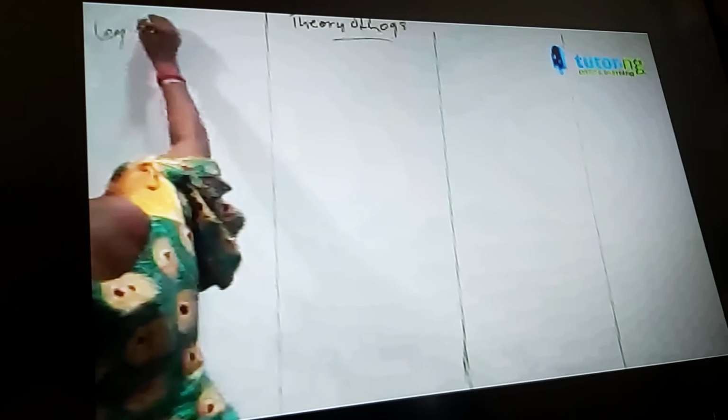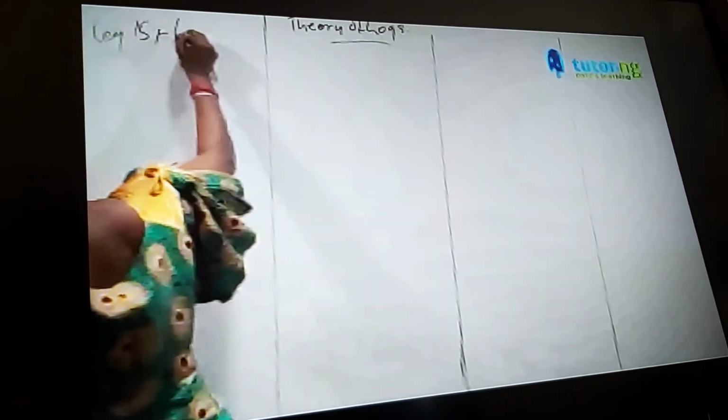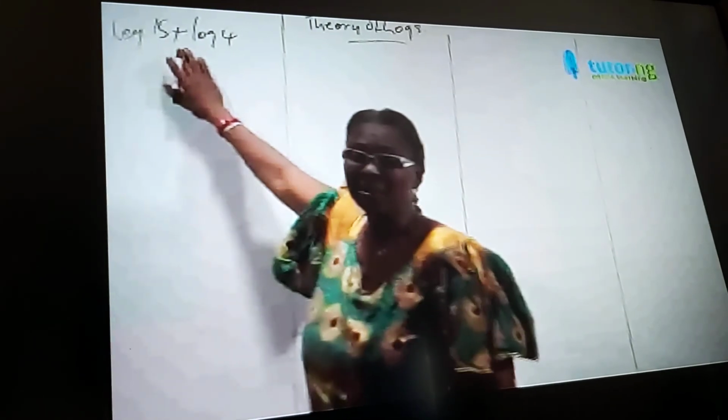Express as the log of a single number: log 15 plus log 4. This is assuming the bases are the same. What does the theory ask us to do? When you add, you're actually multiplying. So this is straightforward. This is log of 4 times 15, which is log 60. That's all. Convert addition to multiplication under one log.